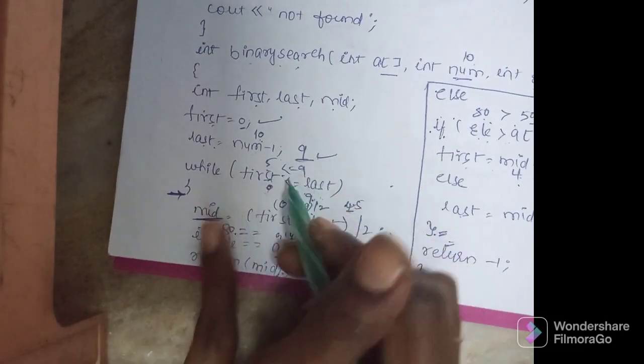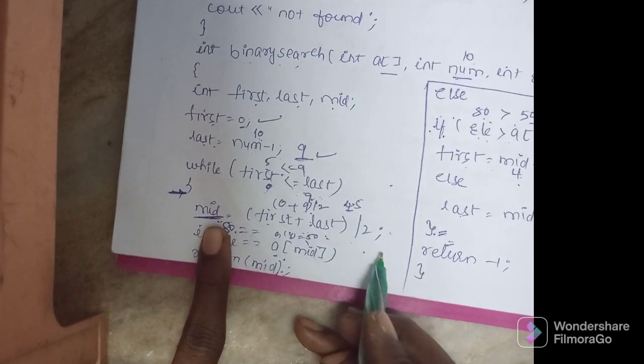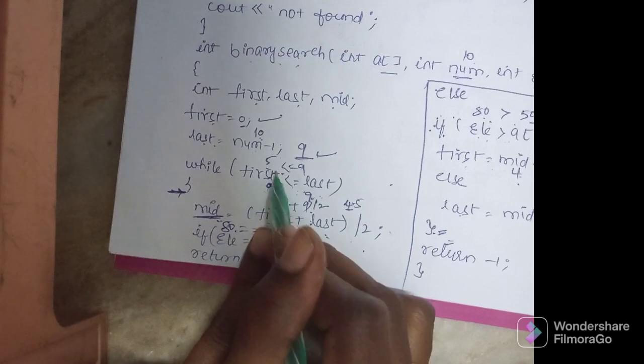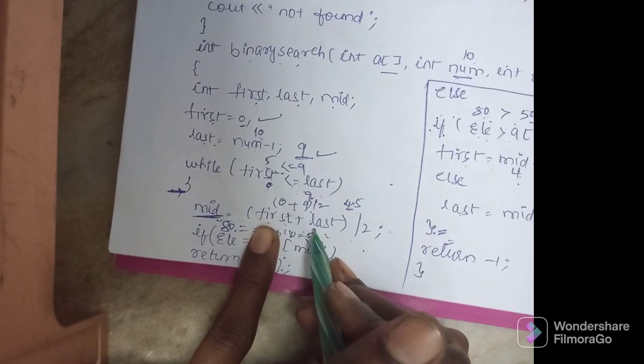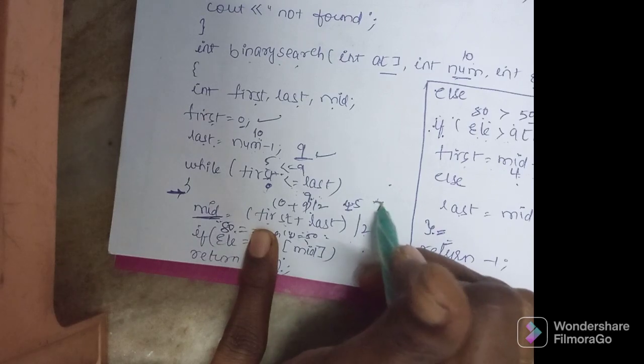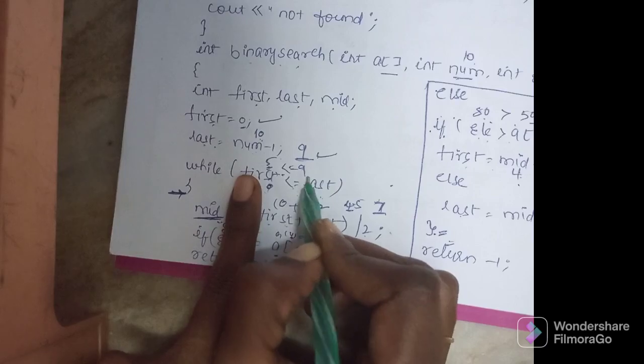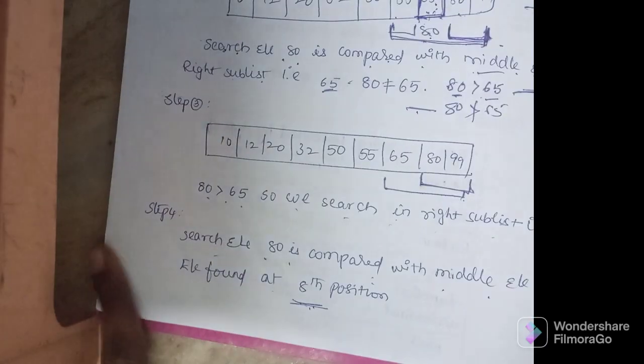Now again find out the middle element: 5 plus 9 by 2. The first element is 5 and the last element is 9. 5 plus 9 is 14, 14 by 2 is 7. So we consider the 7th position element as the next middle element. First element is 5, last element is 9, so check in the list.